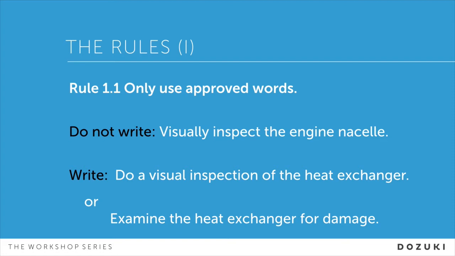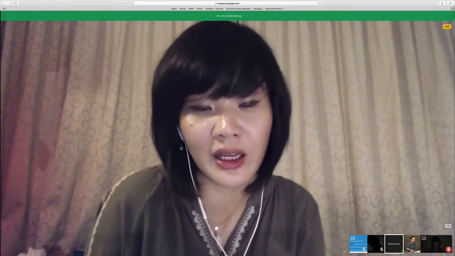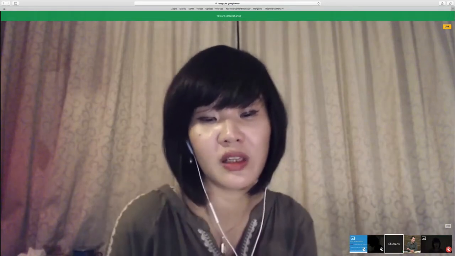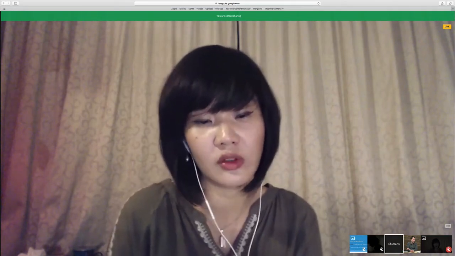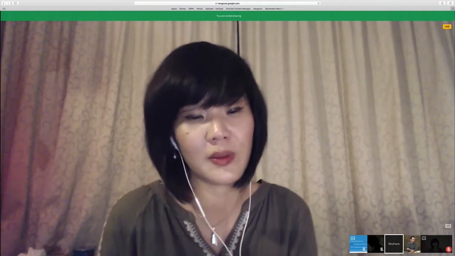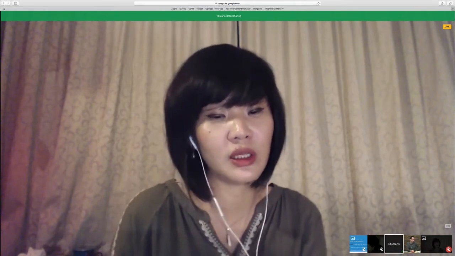Simplified English tells us that we should shun the word to inspect. It tells us rather to use the noun inspection or the verb to examine. So the second example here that you see, examine the heat exchanger for damage, makes sense because examine is a very specific way of inspecting. It is inspecting by looking at something, looking for something specific. But what about this visual inspection? Is it really so much better to say to do a visual inspection rather than to visually inspect?